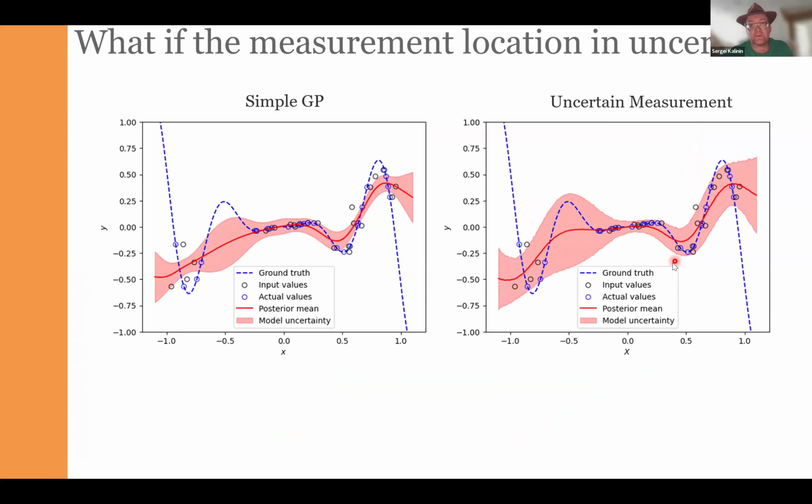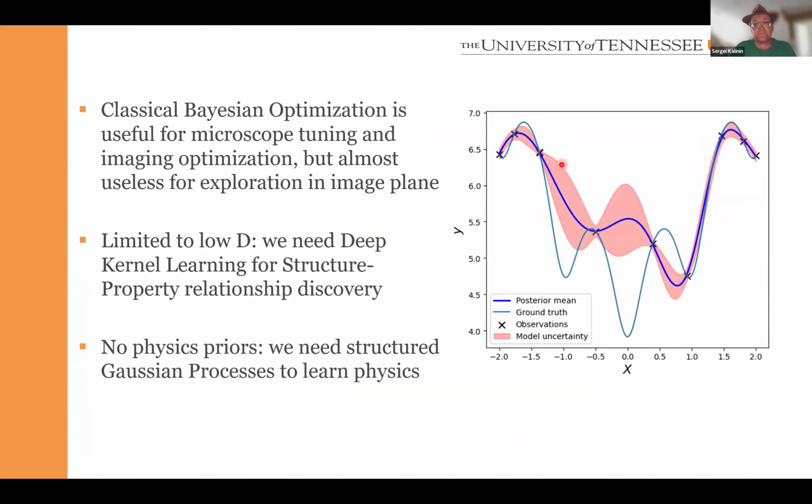We can do other things. For example, you can ask what will happen if our position is not precisely known. So we have uncertainty in the measurement location. We can do that as well, basically using the Taylor expansion of the function with respect to position. So there is an uncertain position Gaussian process. The caveat is that everything beyond simple Gaussian process takes a lot of data to converge. So what else can we do?